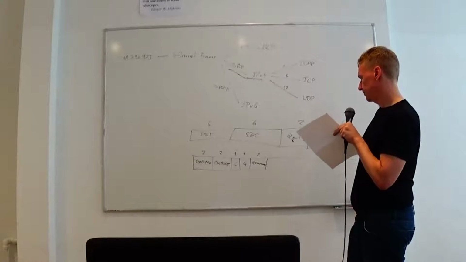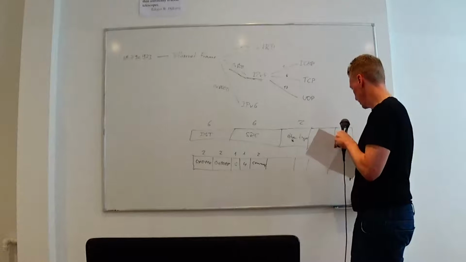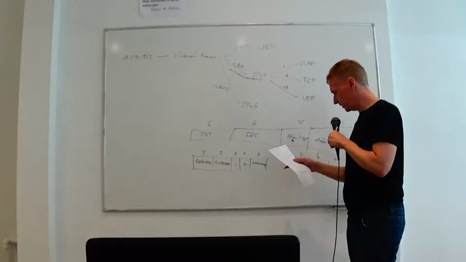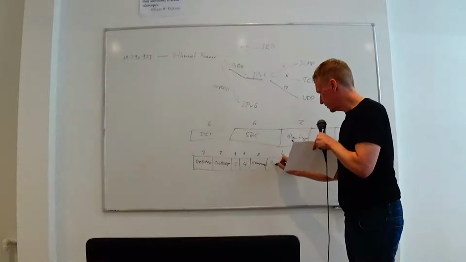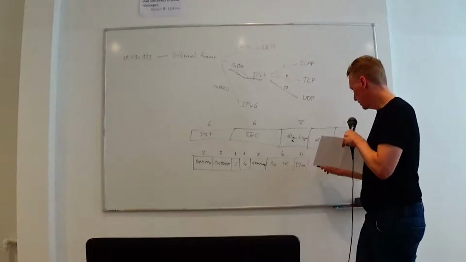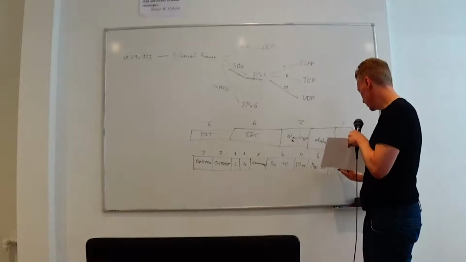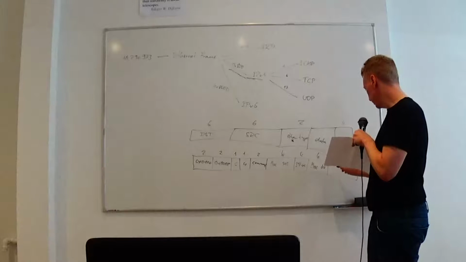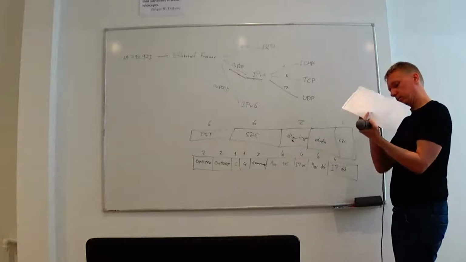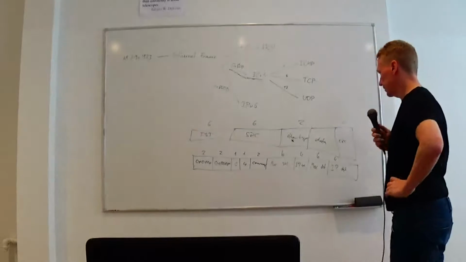And after that you have 6 bytes, 4 bytes, 6 bytes, 4 bytes, which contain the MAC address of the sender, the IP address of the sender, the MAC address of the destination, the receiver, and the IP address of the receiver. Okay, so this is what we will get.